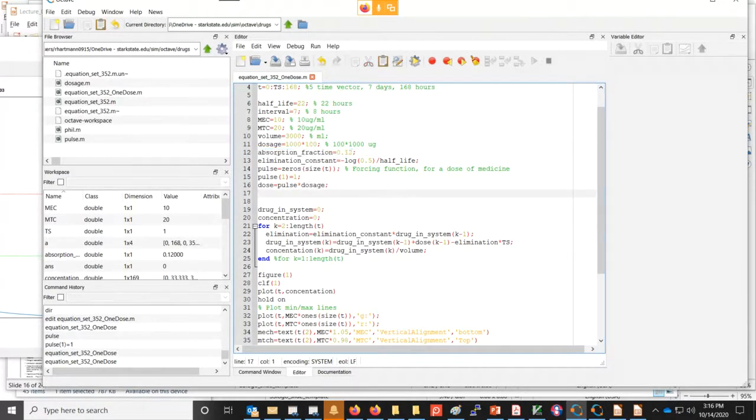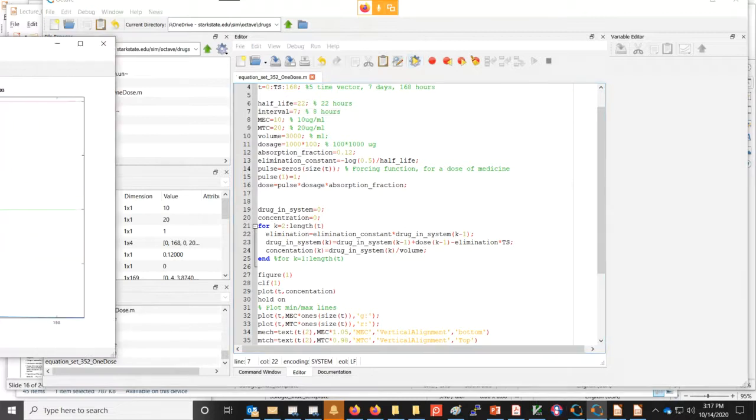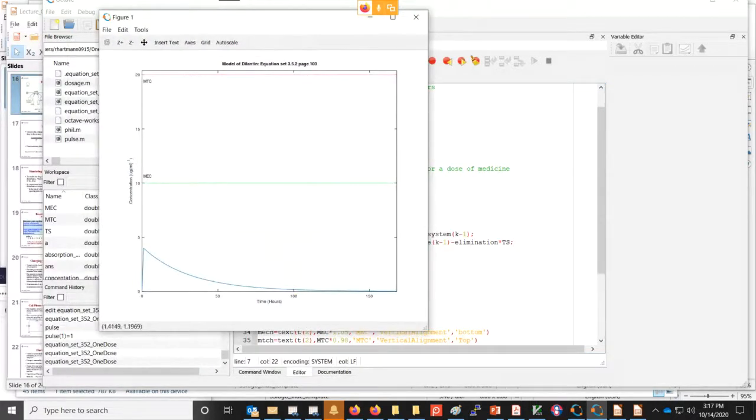So remember that even though my dosage was 100,000 micrograms, my body didn't actually absorb it. So I also have to multiply this times the absorption factor. Okay, so now if I run it, you'll see that it never gets anywhere. I do get this huge spike and then it decays off, but it doesn't get me into the danger area up here above the maximum therapeutic concentration because my body didn't actually absorb but 12% of it.